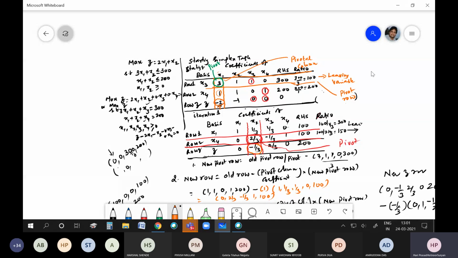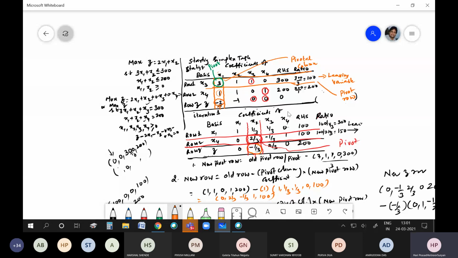Which one will go out? The departing variable, or the leaving variable? We take the smallest ratio of the RHS to the pivot column coefficients which are strictly positive. We take the ratio, and whichever has the least ratio, that basic variable will go out of the basis.